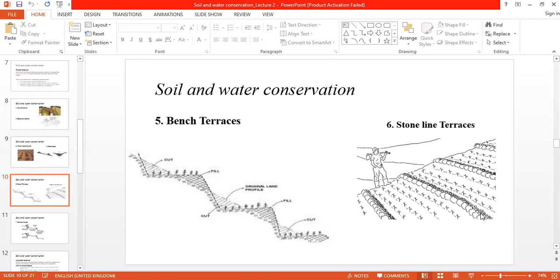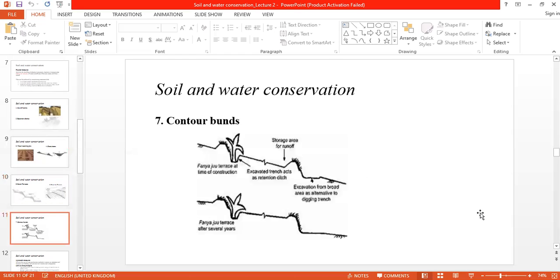Value starts to reduce. Yes, you're very right. These ones are P factor interventions.